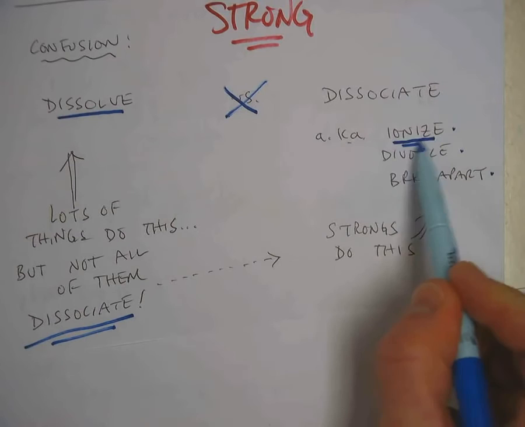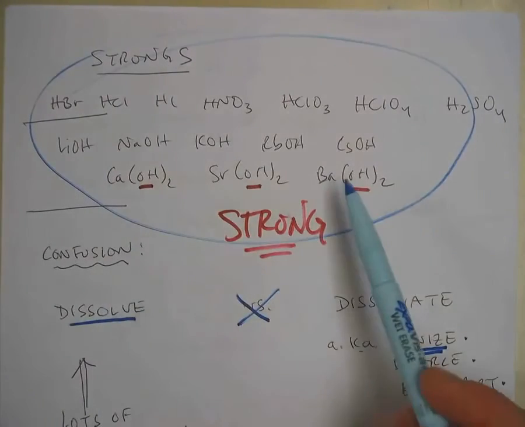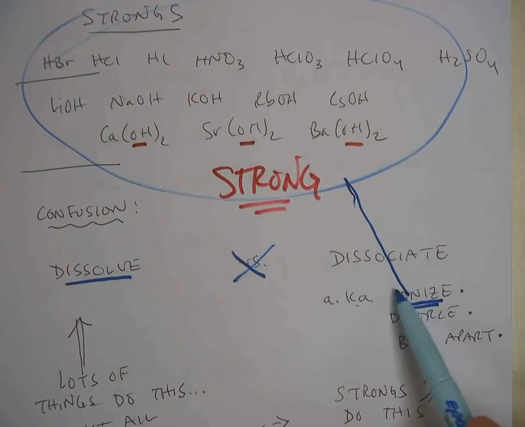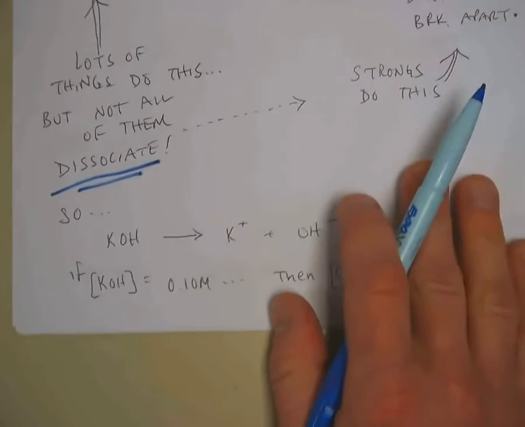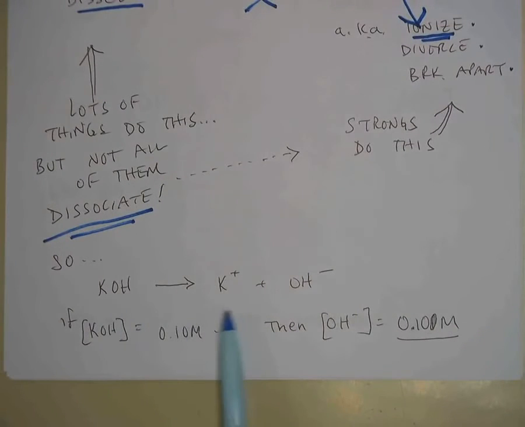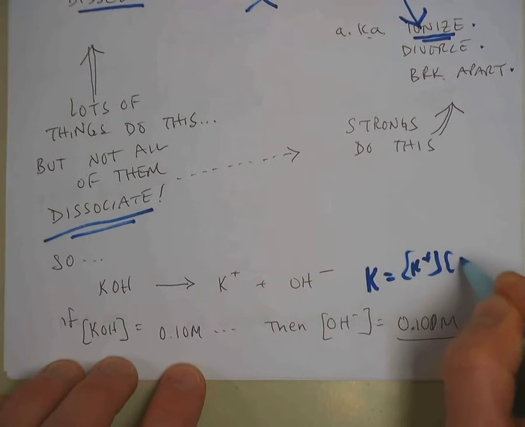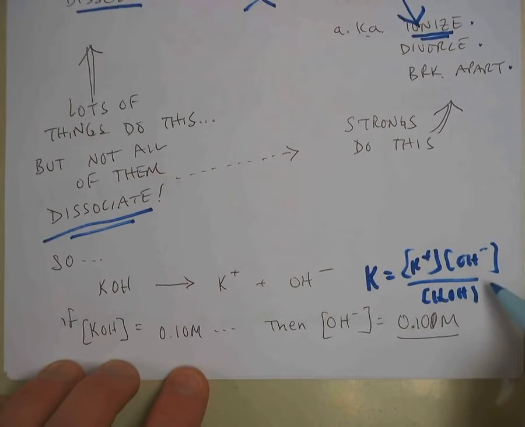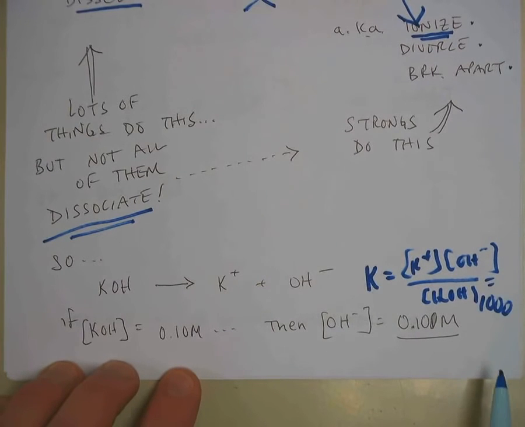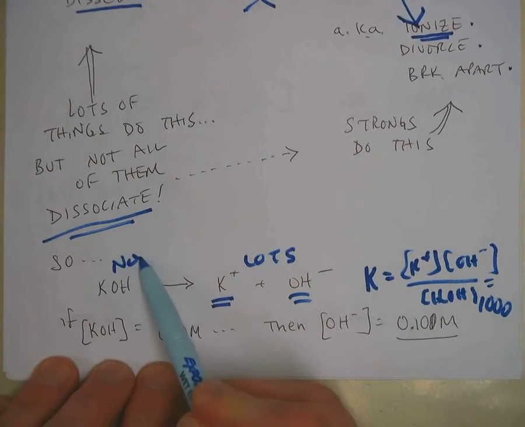I think the best word to describe this besides dissociate is ionize, because these strong things, when dissolved in water, fully form their ions. Here's an example down here. KOH, a strong base, when it dissolves in water, will fully form K+ and OH-, meaning that the equilibrium constant for this reaction, which would be [K+][OH-] divided by [KOH], because these are all aqueous, would be a really huge number. It would be like 1,000 or 10,000 or something like that, because all of it would become this, and there would be none of this left.